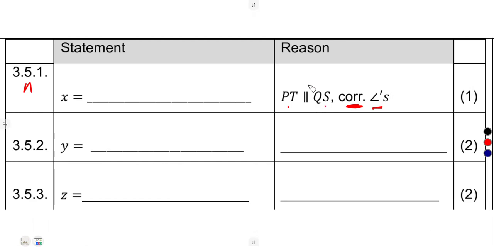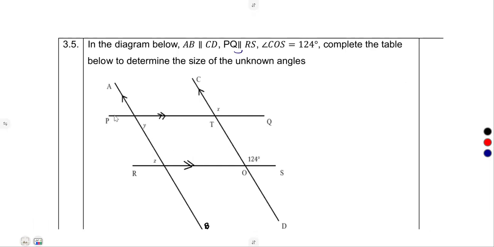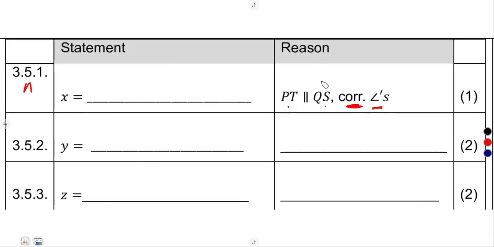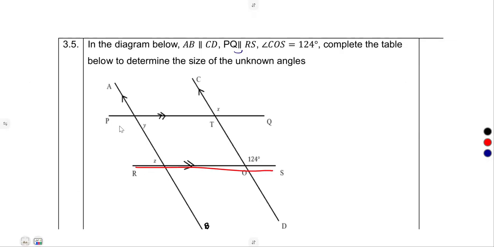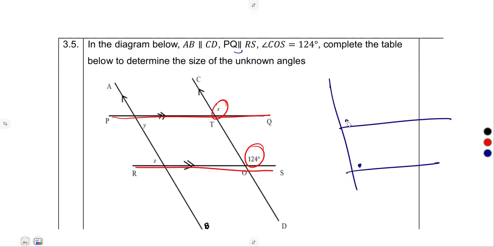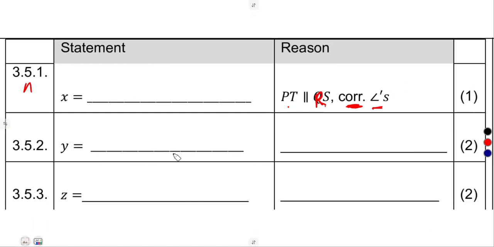PT and RS, let's just correct here: RS, like that. So X is equal to what? These two are corresponding angles, X and 124 degrees. Remember, corresponding angles form an F, where one is inside and one is outside. That is the condition from our parallel lines. So it's supposed to be line RS there, and that is 124 degrees.